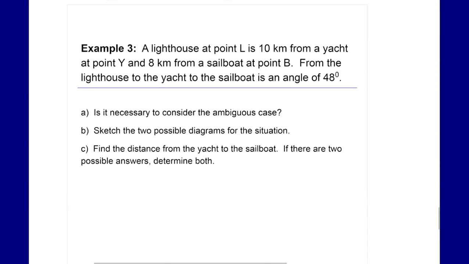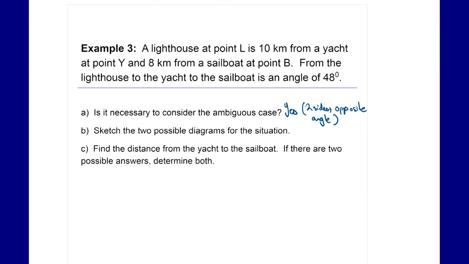So the last question: a lighthouse at point L is 10 kilometers from a yacht at point Y and 8 kilometers from a sailboat at point S. From the lighthouse to the yacht to the sailboat is an angle of 48 degrees. Right, so first, is it necessary to consider the ambiguous case? In this case, yes, it is. Yes, because we have two sides plus an opposite angle.